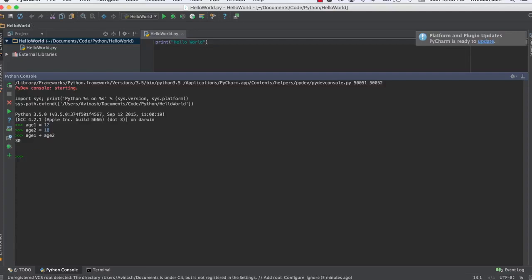Let's go ahead and try subtraction. So I want to find out what age 1 minus age 2 is. I get negative 6. Fantastic. Let's go ahead and try out the rest.